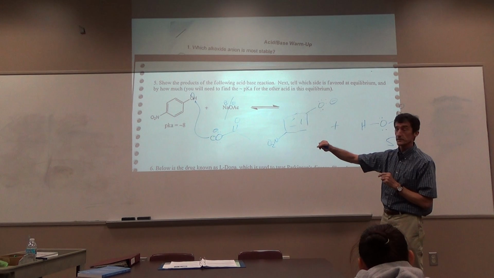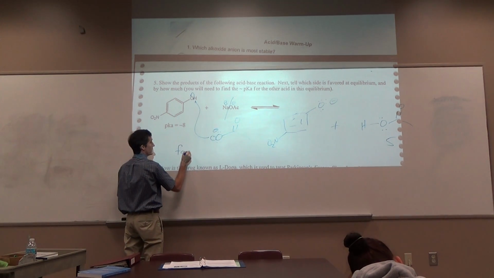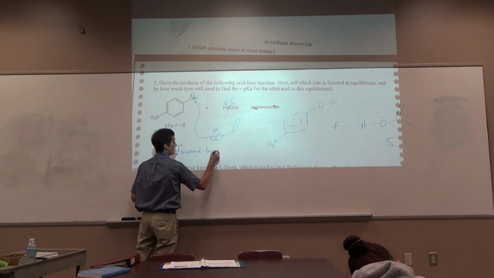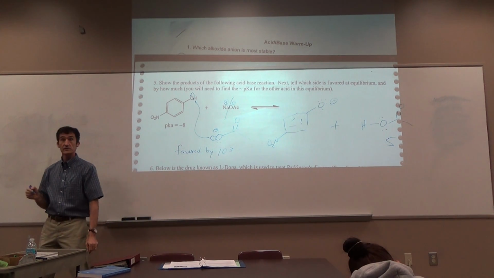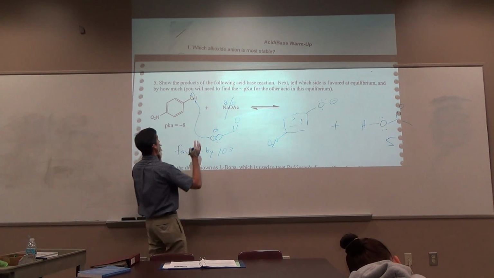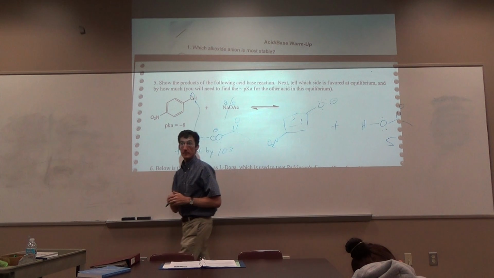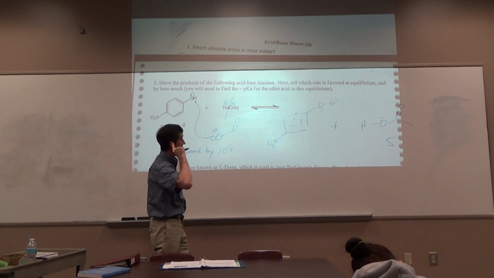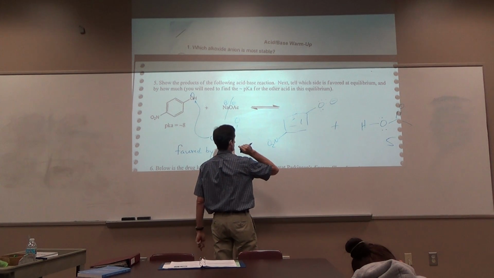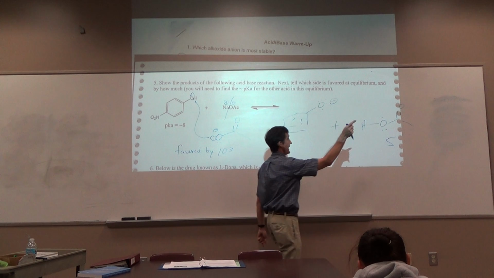I hope I said it right earlier. It's this side that's favored, right? Yeah. Favored by how much? By 10 to the 3. Is that right? What's that, 1,000? At equilibrium, you have 1,000 of these and only one that's in the anion form. Okay? The question is, why is this not more acidic than this?